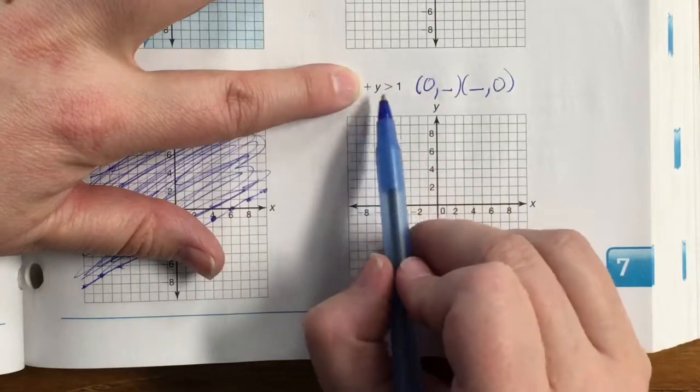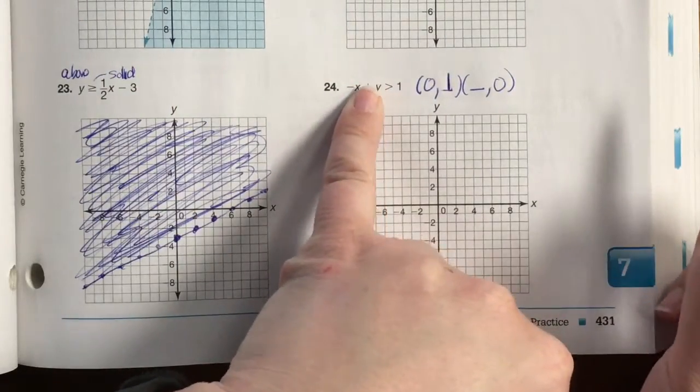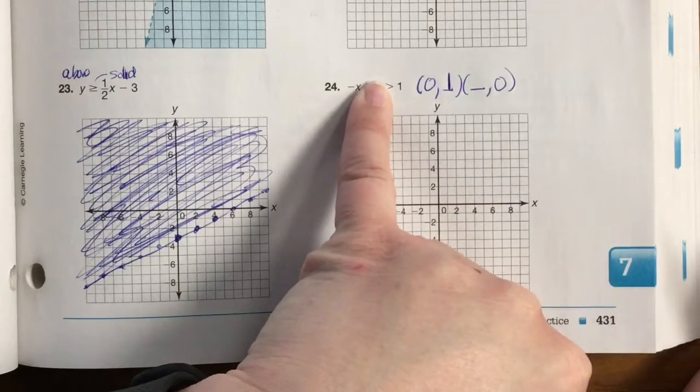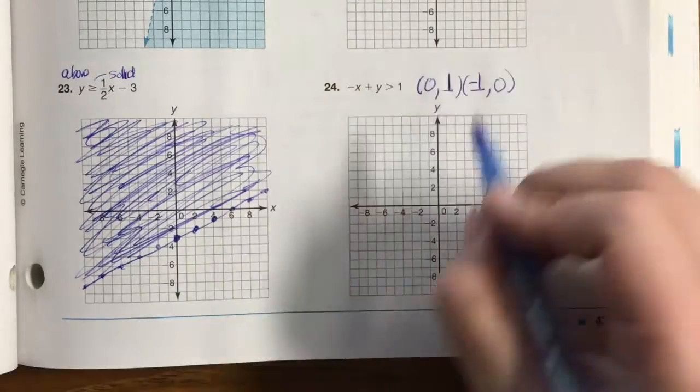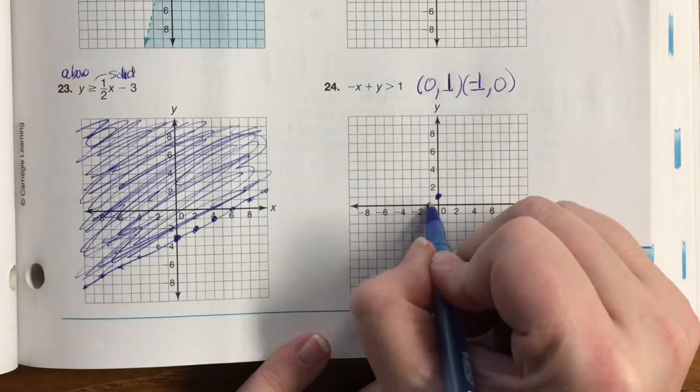When I cover up the X, what does it say? Y is greater than 1. Well, we're just going to put 1 right here, and then put the X there, so what is X? If negative X is equal to 1, what does X equal? Negative 1. Then we graph those. Over 0, up 1. Back 1, up 0.